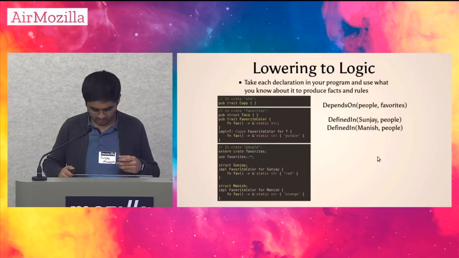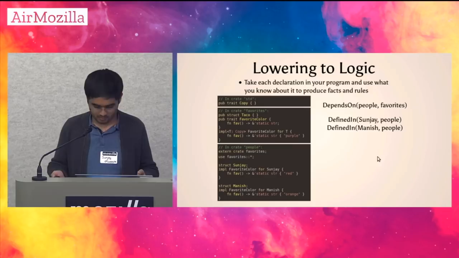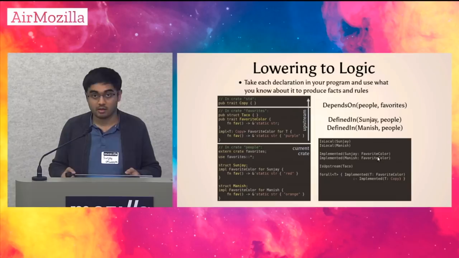These are hypothetical, but my point is that you can lower a program into any set of facts that you can derive from it. In reality, Chalk would lower the program into something that looks like this. I've filtered out some of the facts that aren't relevant to what we're about to talk about next, but you can probably see where most of this information is coming from. I mentioned that we're currently compiling the people crate, so the Sanjay and Manish types are local to the current crate. Chalk represents this by lowering these two structs into two facts using the isLocal predicate.